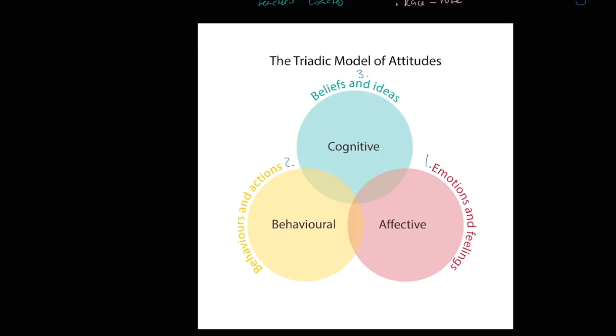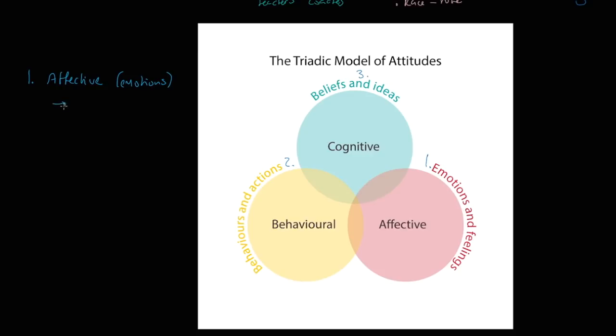So let's just go over them. So number 1, let me put it over here. Number 1 is what we call the affective component. Now try and learn the word affective as relating to emotions. It's an emotional state. Okay, so affective, emotions and feelings.